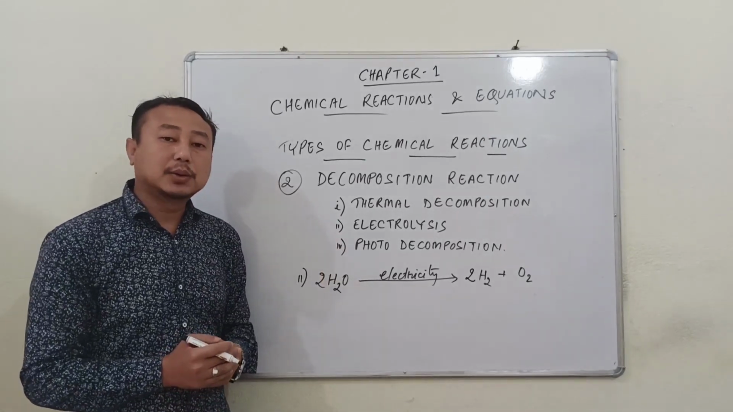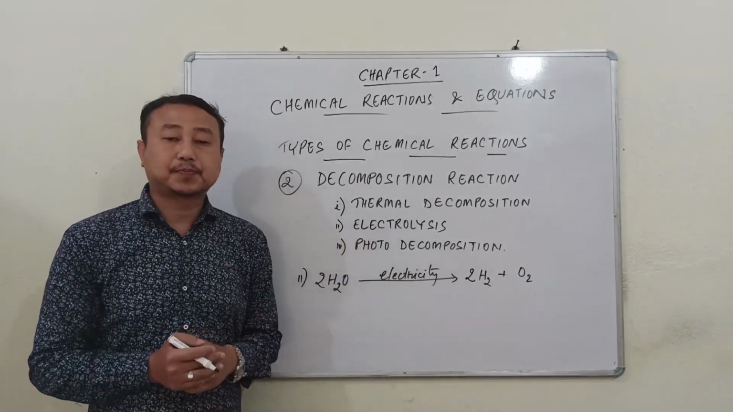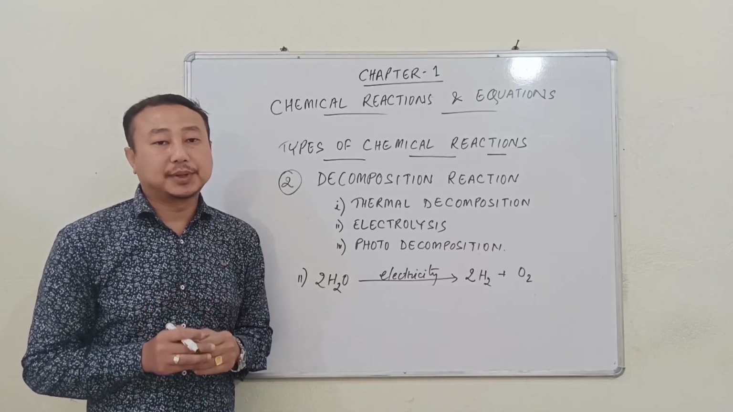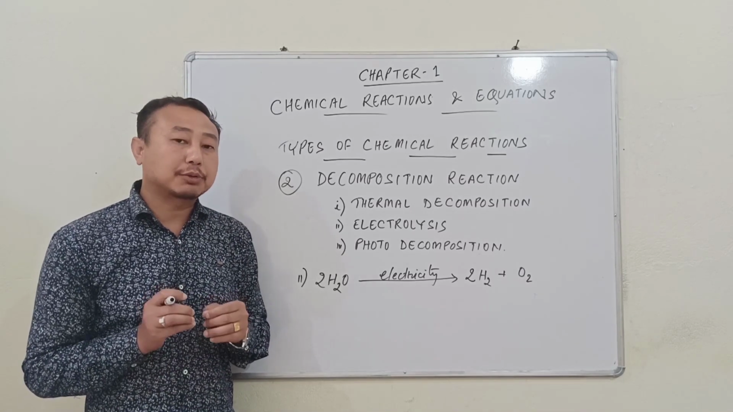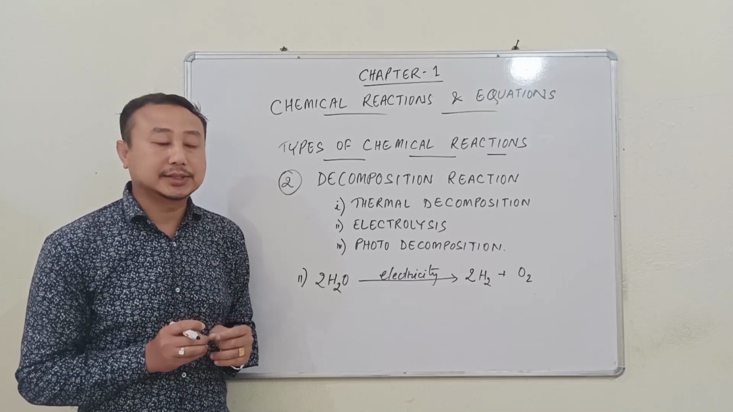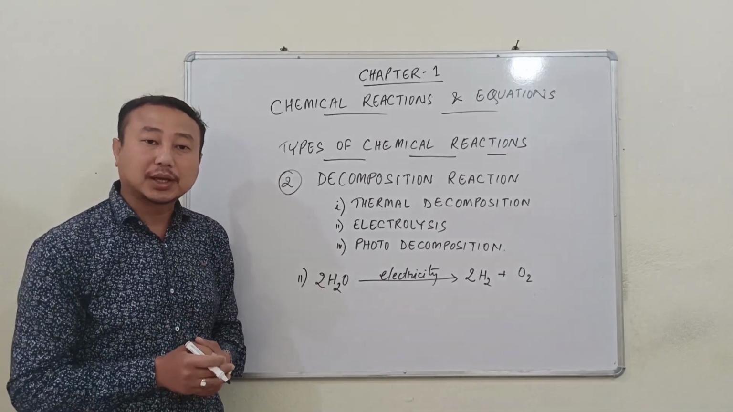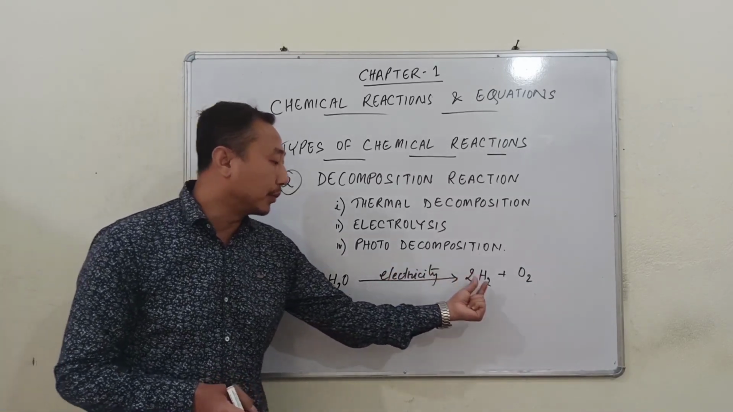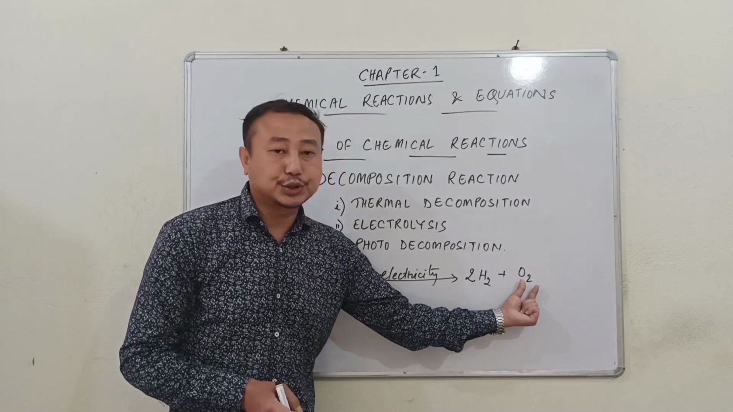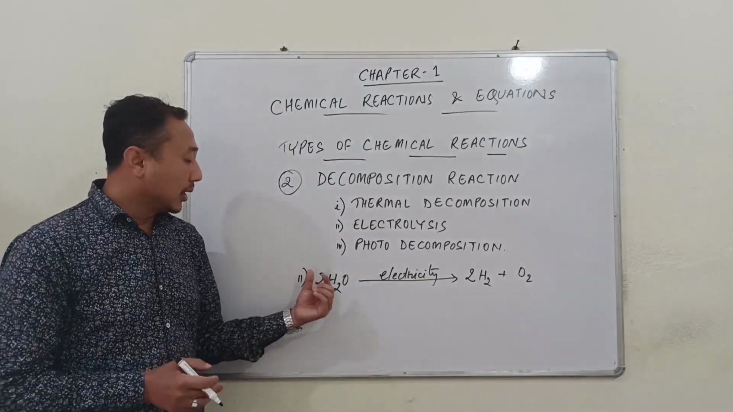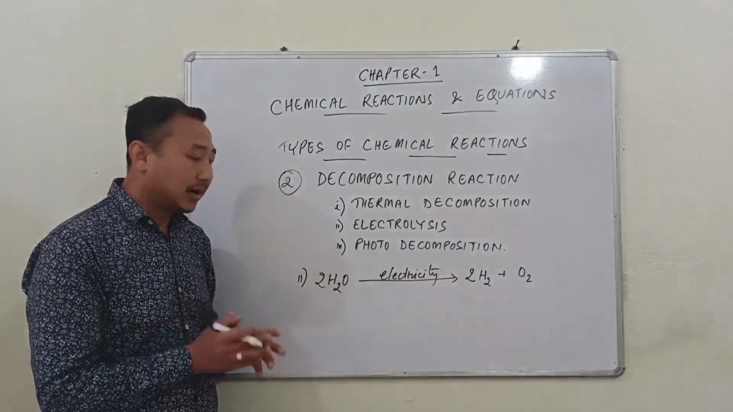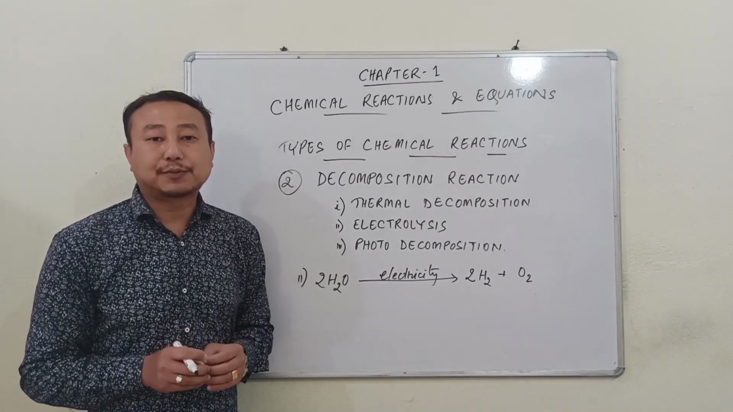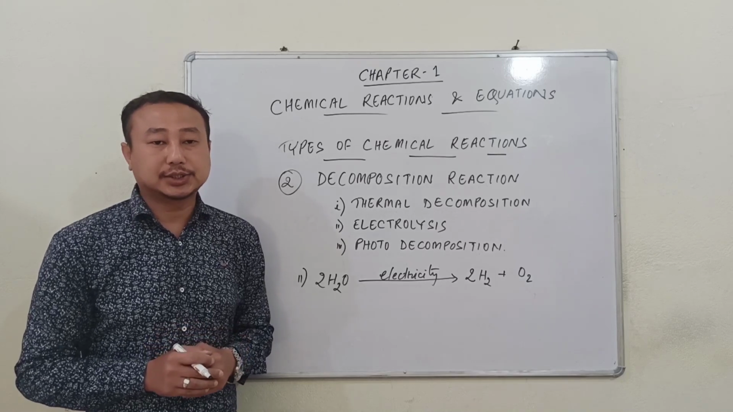The next type of decomposition reaction is electrolysis. As the name suggests, this decomposition reaction takes place with the application of electricity. One of the best examples of electrolysis is the hydrolysis of water, in which the water is broken down with the application of electricity to form hydrogen and oxygen gases. So, this type of reaction in which the reactant is broken down with the application of electricity, we call such a type of decomposition reaction electrolysis.